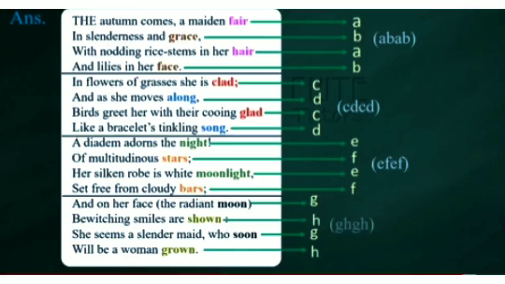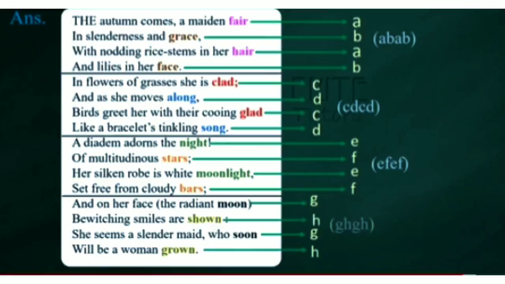Now talking about a diadem, slender along the night, adorns along the night, so night will again become E, stars F, moonlight and night are matching, so again E, and bars and stars are matching, so again F. Okay, so ये चार लाइन का क्या होगा? E F. Okay, and the next one would be G H. Understood? This would be the rhyme scheme of the poem.